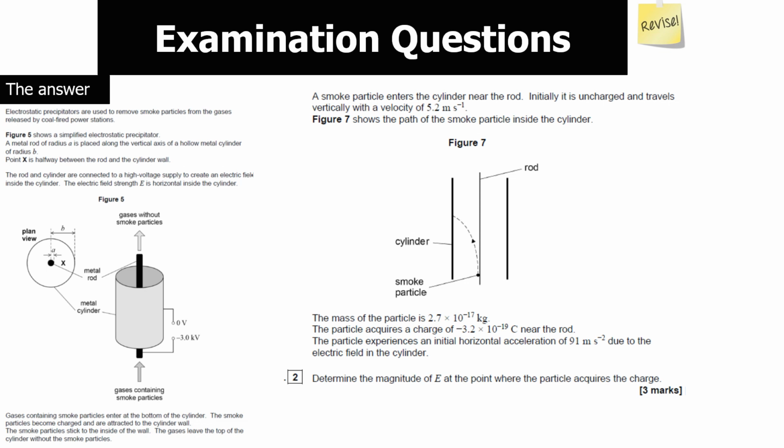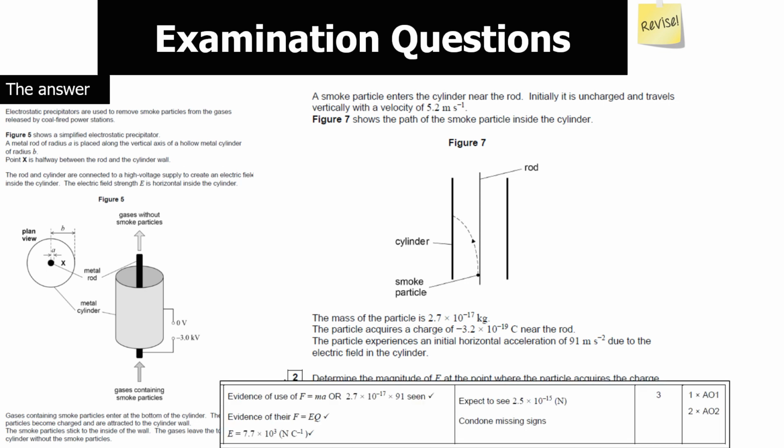Right, so how do you answer this particular question? Well, you'll notice straight away you've got a horizontal acceleration and you've got a mass. So the equation that sticks out to me is the equation F equals ma. So we can use F equals ma by multiplying 91 by 2.7 times 10 to the minus 17 kilograms. That then gives us our resultant force, and then we know that resultant force is the electrical field strength times by the charge. So as a result, we can then multiply by the charge given in the question, and we can work it out to be 7.7 times 10 to the 3 newtons per coulomb.